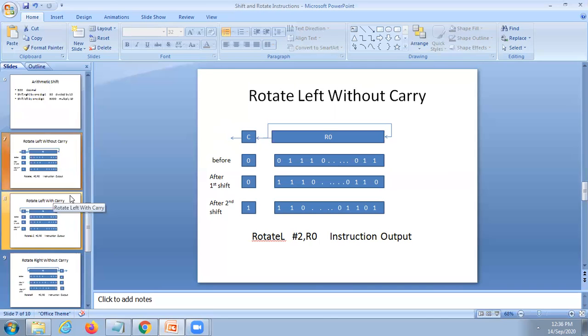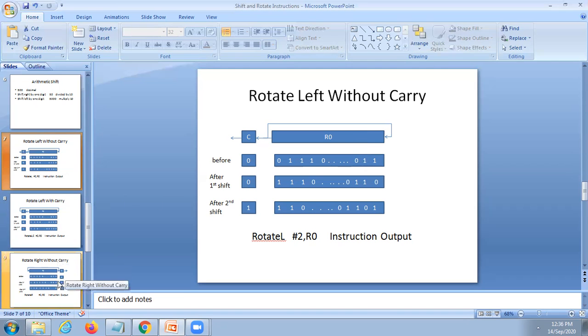rotate right operation also. In the case of rotate left operation, it is similar to logical shift left. In the logical shift left, the rightmost bits which are vacant because of shifting are filled with zeros. But in this case, it is not filled with zeros, it is filled with whatever bit comes out from R0. That is the difference between logical shift and this.